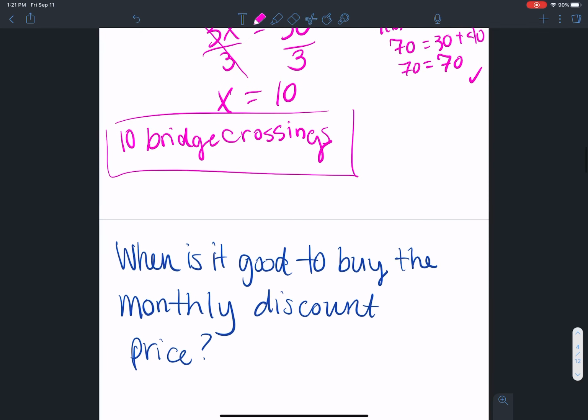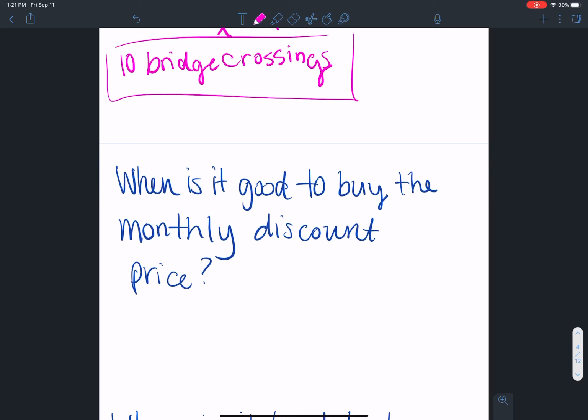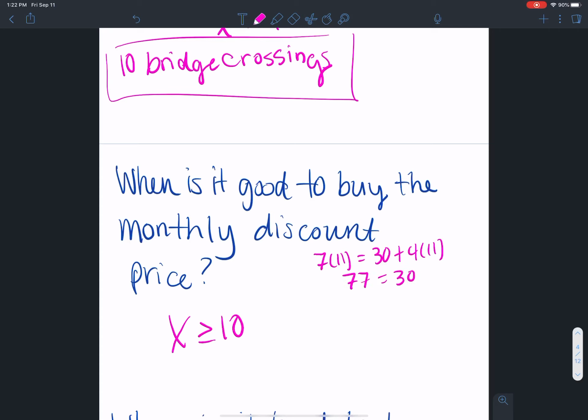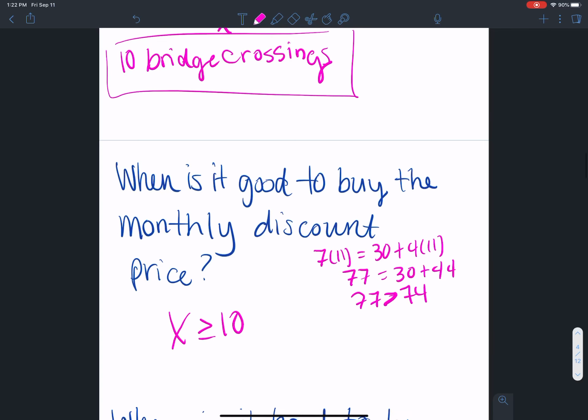Okay, so when is it good to buy the monthly discount price? So we know it's good when we go 10 times, right? So anytime more than 10 is going to be good. So it's x greater than or equal to 10. So let's take a look at that. What if we went 11 times? Well, 7 times 11 is 77. 4 times 11 is 44. Okay, so see, we see that anytime your x is greater than 10, it is good to buy the monthly discount price.